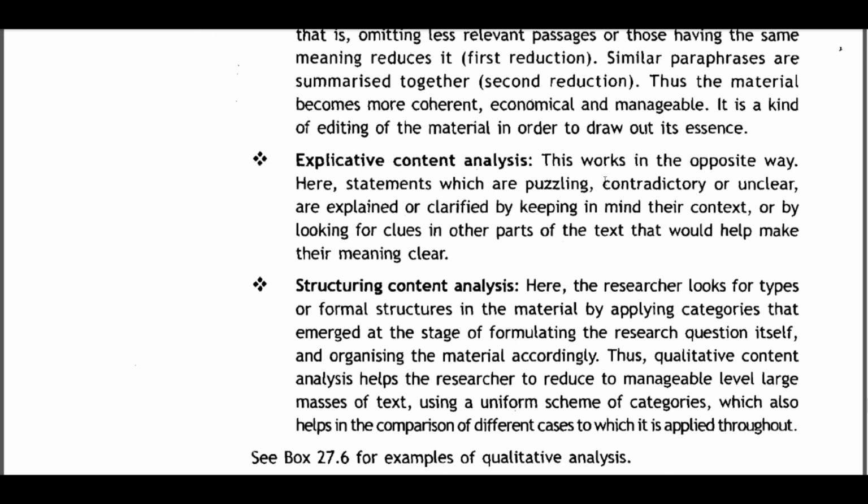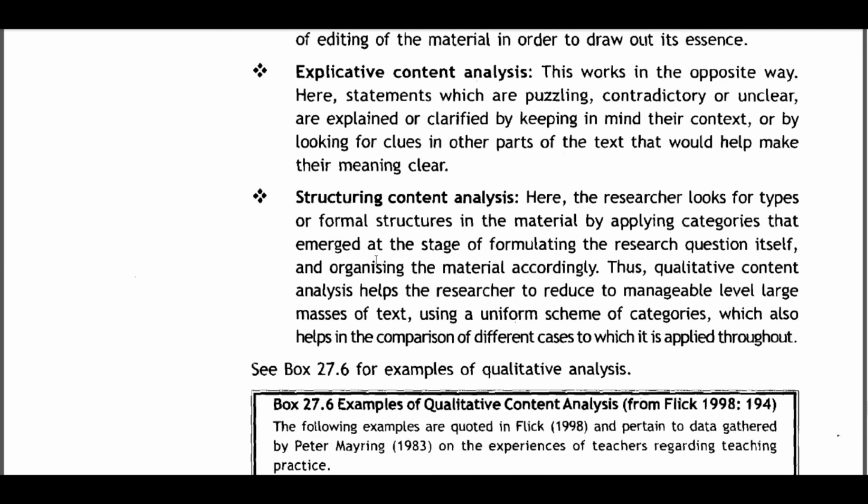Explicative content analysis. This works in the opposite way. Here the statements which are puzzling, contradictory or unclear are explained or clarified by keeping in mind their context or by looking for cues in other parts of the text that would help make their meaning clear.